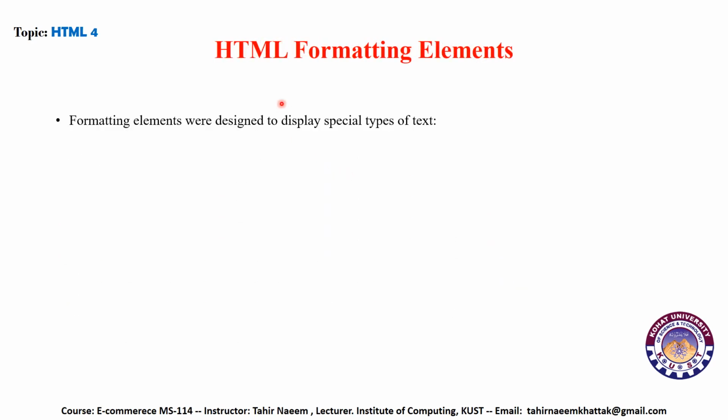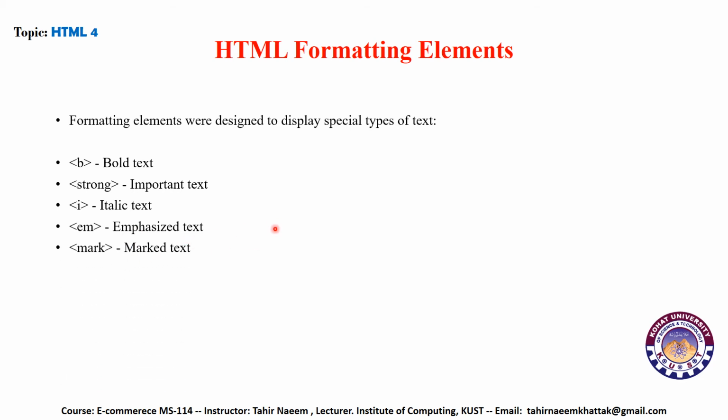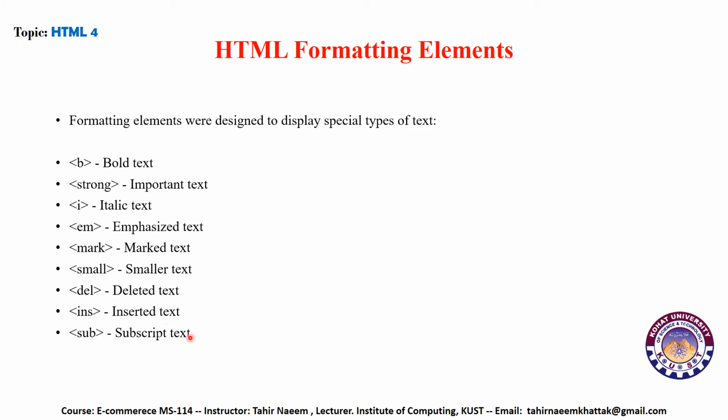HTML formatting elements. Formatting elements were designed to display special types of text. B for bold text, strong for important text, while I for italic text, while EM for emphasized text, while mark is for marked text, while small is for smaller text, while del is for deleted text, while ins is for inserted text, while sub is for subscript text, while sup is for superscript text.